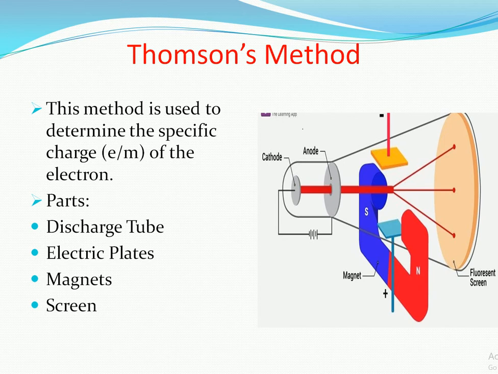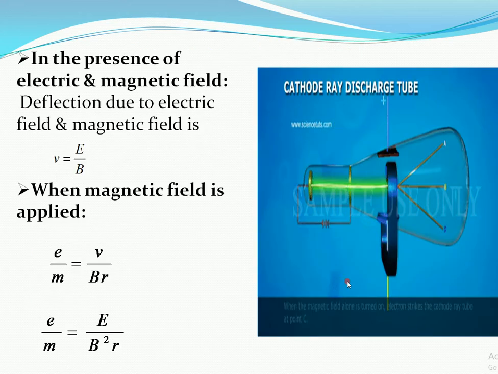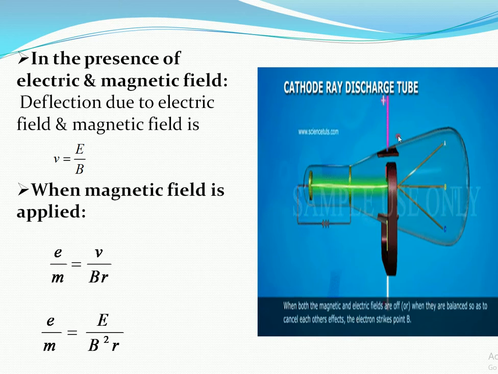This Thomson's method is used to determine the specific charge, that is e by m of the electron, where e is the charge of the electron and m is the mass of the electron. In this experiment, when a magnetic field is applied, the electrons are deflected in the downward direction. If only an electric field is applied, the electrons are deflected in the upward direction. When both the electric and magnetic fields are applied simultaneously and are balanced, the electrons travel in a straight direction.